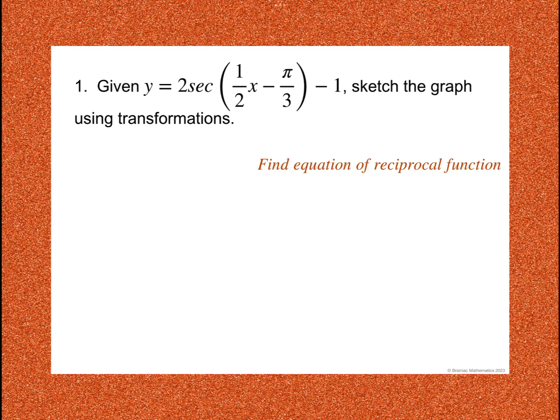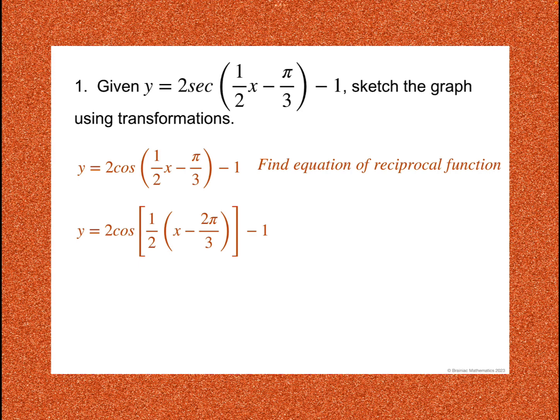So our first step, find the equation of the reciprocal function. Remember, the reciprocal of secant is cosine. So we just replace our secant trig function with the cosine trig function. We get y equals 2 cosine of the quantity 1/2 x minus pi over 3, minus 1. Then I need to rewrite this reciprocal function in transformation form. Since the coefficient of x is not 1, we need to factor b out. I get y equals 2 cosine of brackets 1/2 parentheses x minus 2 pi over 3, close parentheses, close brackets, minus 1. And that is our reciprocal equation.